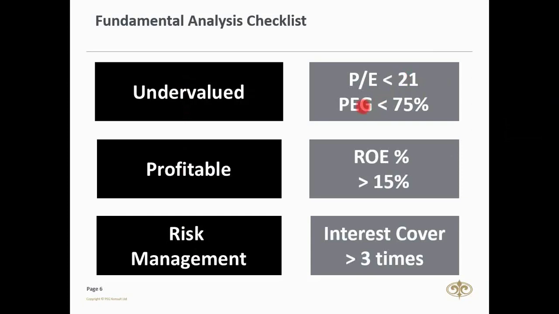We go one step further. We like to use a PEG ratio, and I'll explain this. Here's our little guideline: I'm looking for anything below 75%, and I'll go into more detail on that. When it comes to profitability, one of the ratios to look at is return on equity, and the guideline is companies making more than 15%. What's important here is that it's sustainable.